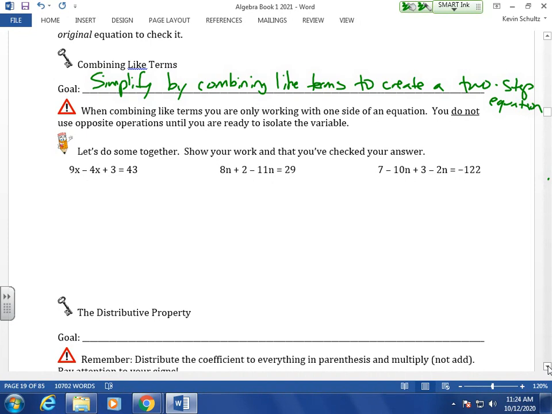9x minus 4x plus 3 equals 43. What are the like terms that we can combine in that equation? 9x and negative 4x, right? Instead of saying, well, I've got 9 x's, that I take away 4 of them. No, just tell me how many x's you have. You got 5 of them, right? 9x minus 4x equals 5x. Okay? And then we have our constant of 3, and that equals 43.